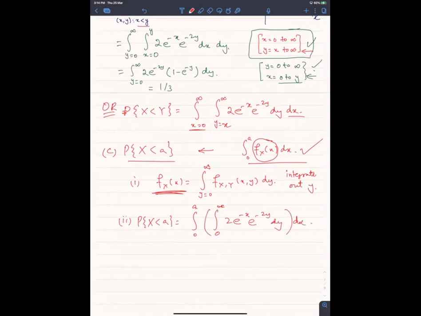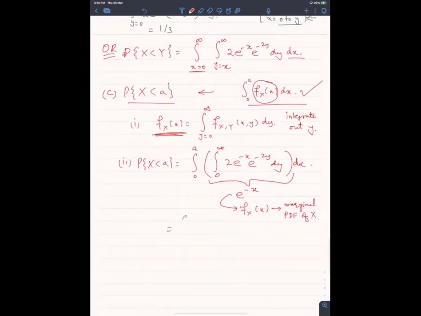This will turn out to be e to the minus x. Okay. And this is by the way the marginal PDF of x. Okay. And you get integral 0 to a e to the minus x dx, which is equal to 1 minus e to the minus a.